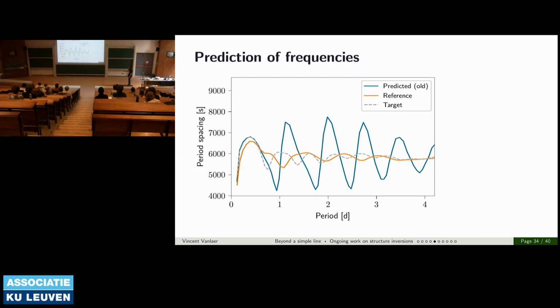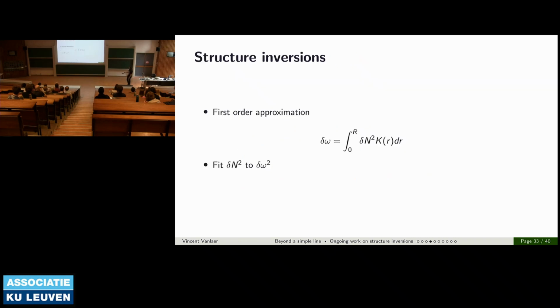In this plot, I show if I compute an evolutionary model, a MESA model, I have two of them. I have a reference model and a target model. And with this equation, I have a difference between the two models because I just computed them, I can look at how that changes the frequencies according to this first order approximation.